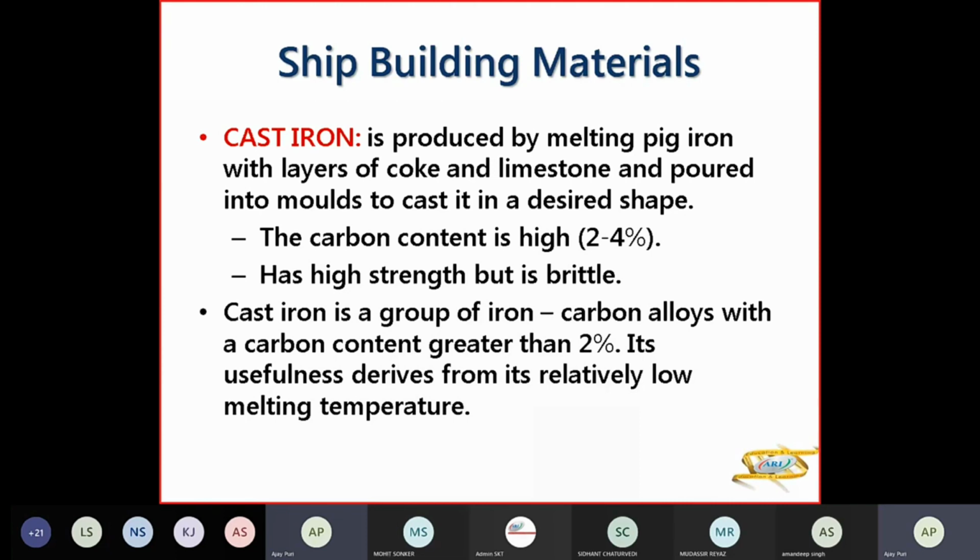तो आपका जब ये iron बनता है, इसका नाम cast iron इसलिए है, because melted में ही ये खांचों या molds में डाल देते हैं. So that you can take the shape whatever you want it. Now the carbon content is still high, not very high like your pig iron, but still higher, up about 2 to 4%. So it's got strength, but it is brittle. And cast iron is a group of iron carbon alloys with carbon content greater than 2%. Its usefulness derives from relatively low melting temperature.